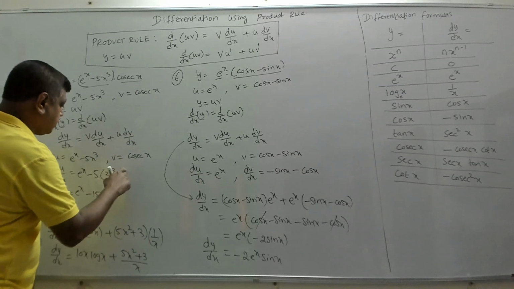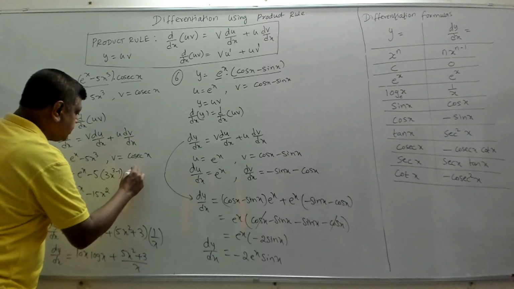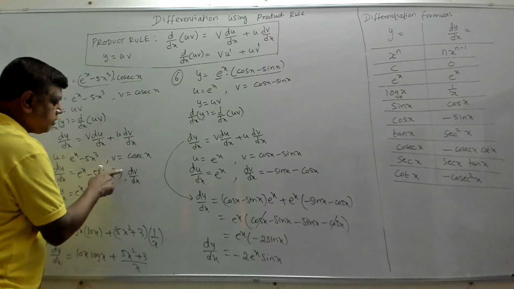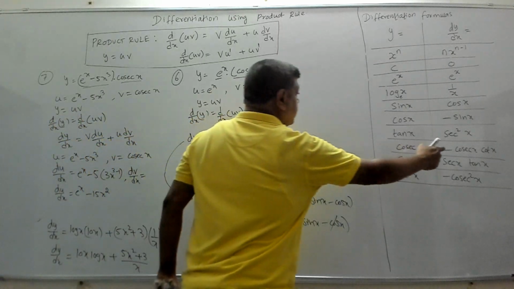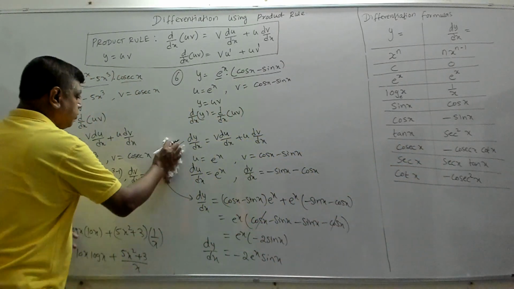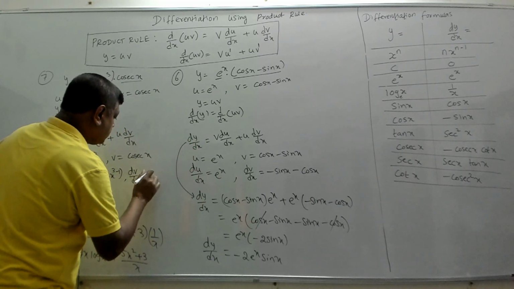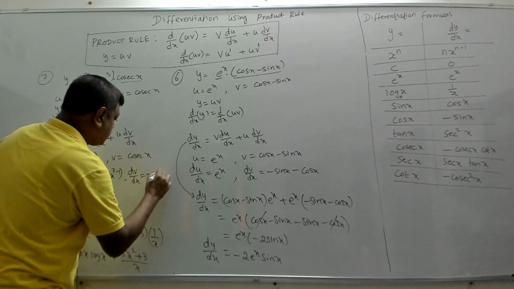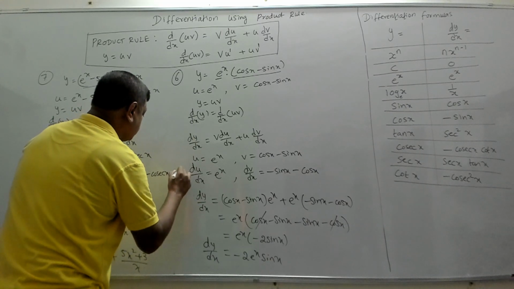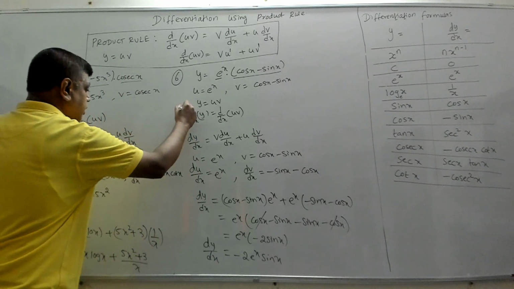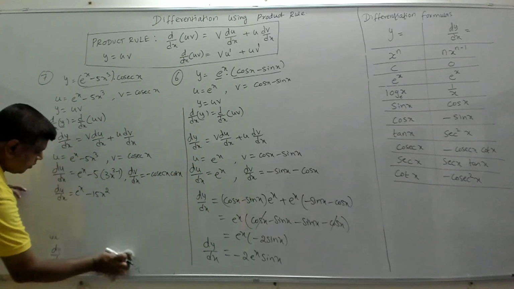Fine. Now v, differentiation of v is dv by dx. Differentiation of v is dv by dx equal to, now differentiation of cosecant x is minus cosecant x cot x. That is the derivative of cosecant x. Now we have found all this.